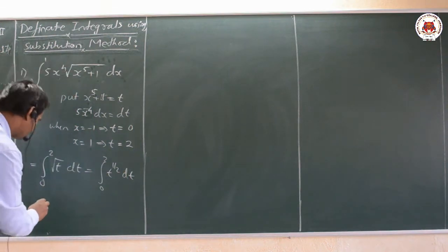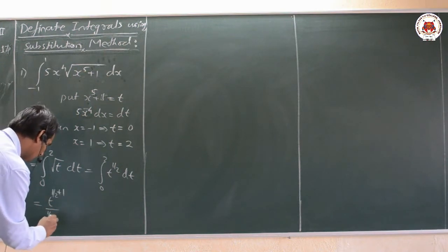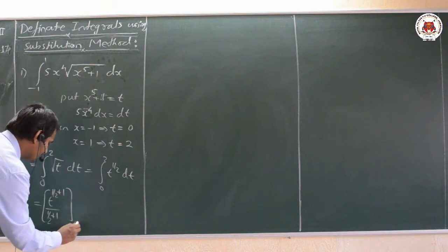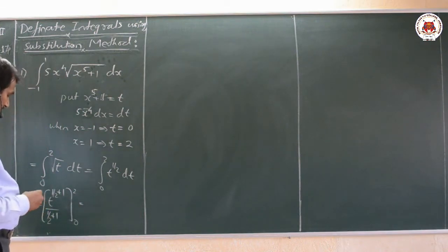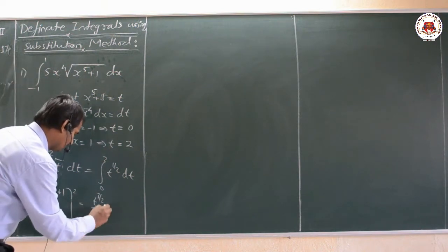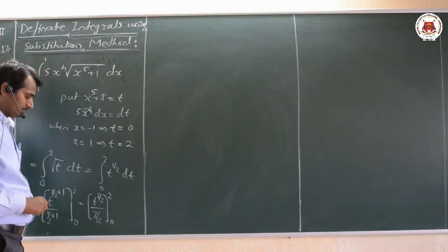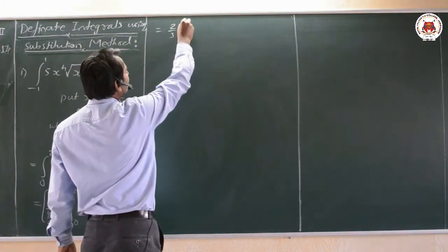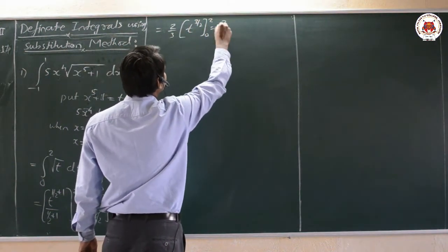Now what is the value of t raised to 1 by 2? That is the formula for t raised to n: t raised to 1 by 2 plus 1 divided by 1 by 2 plus 1. Now here we substitute the limits 0 to 2. Half plus 1 is 3 by 2, so t raised to 3 by 2 divided by 3 by 2 between the limits 0 to 2. Now you can take 2 by 3 outside: 2 by 3 times t raised to 3 by 2, from 0 to 2.